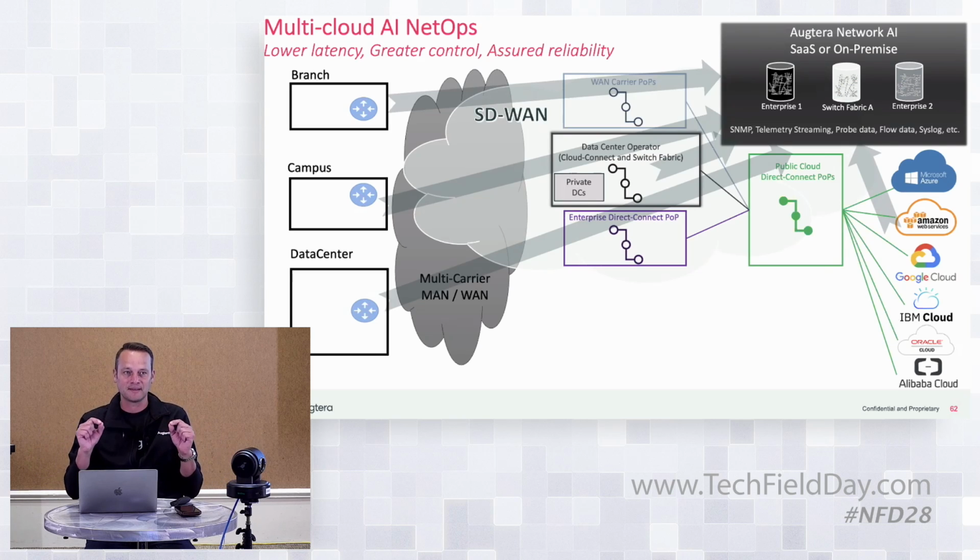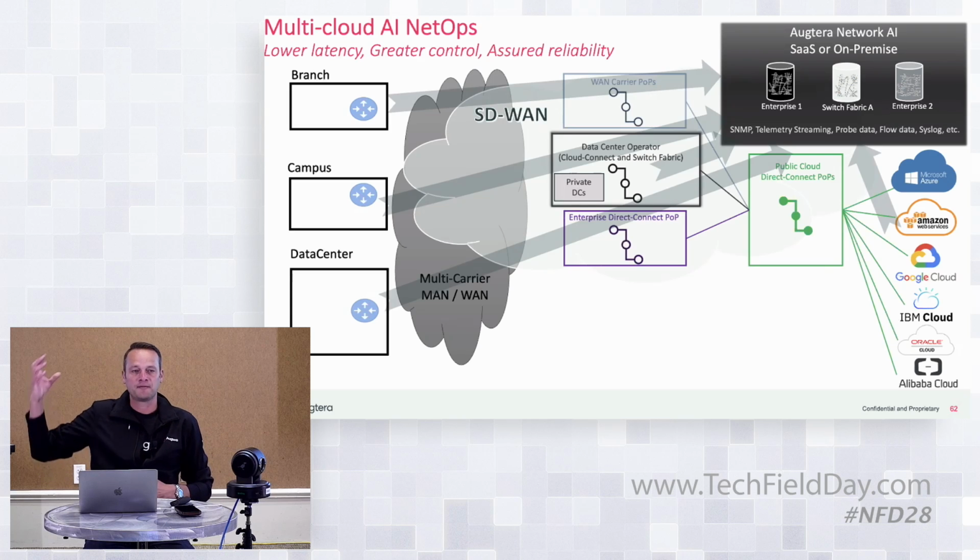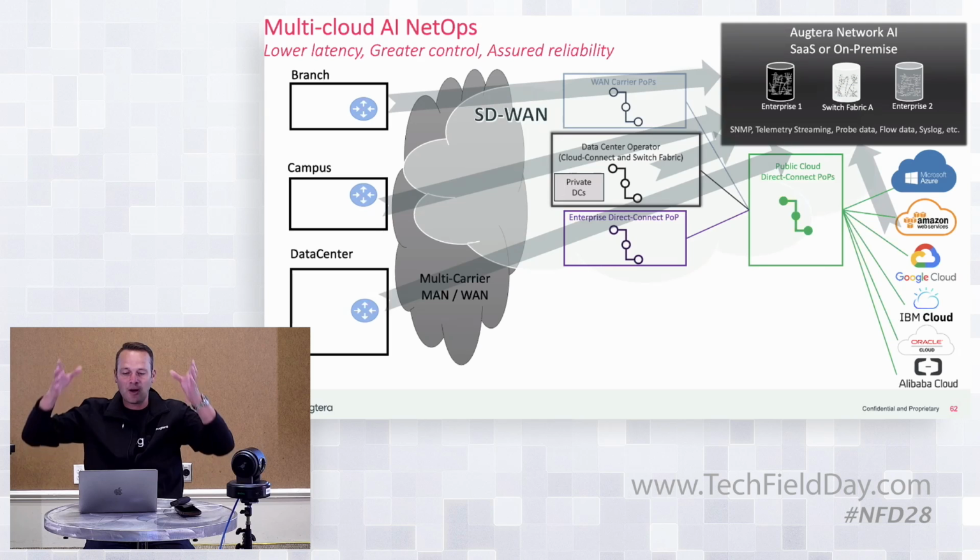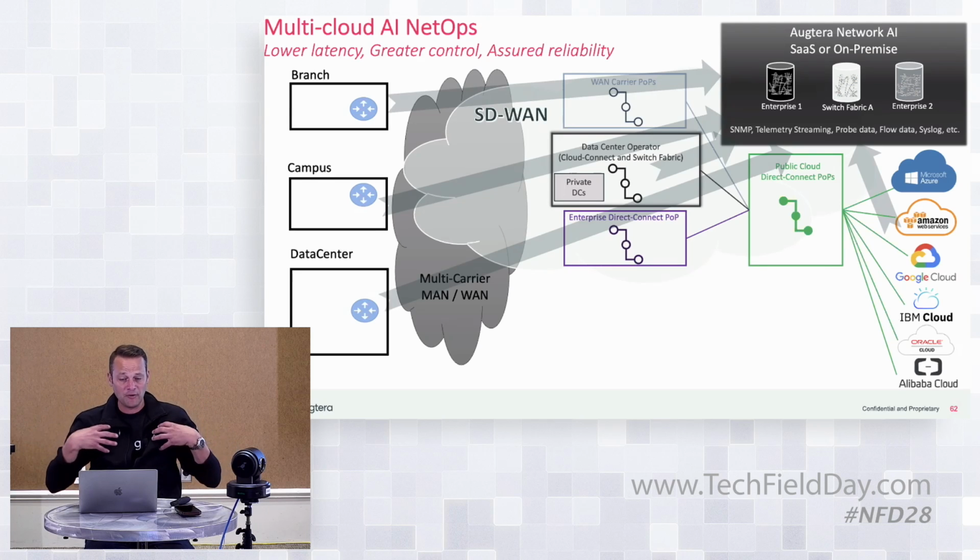Because each of these things has a different type of telemetry. My SD-WAN provider may be proprietary. I also have flow logs in the cloud. I have my Equinix data center, right? I also have my own data center. So how do I understand where the problem's at in my network?